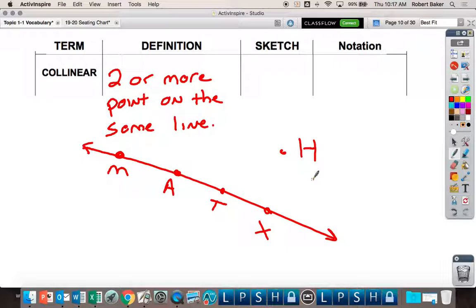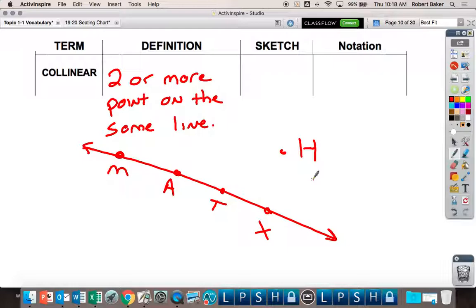So yes or no. Are points M, A, and T collinear? Yes. Why? They're on the same line. Are points M, A, and X collinear? Yes. Are points M, A, and H collinear? No. We have a really fancy word for that. What do you think it's called?